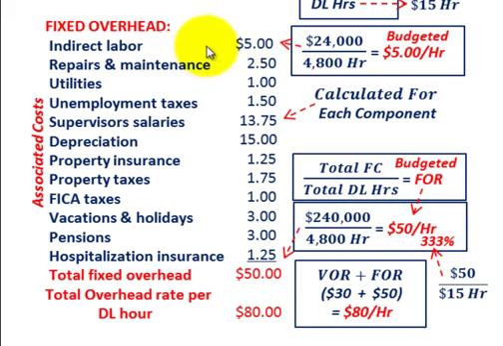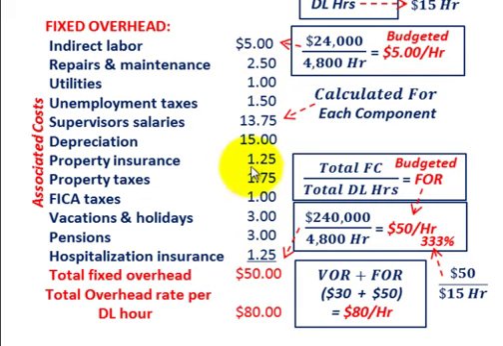So let's just look at our indirect labor. Our budgeted amount for the year is $24,000. Again, just use the total direct labor hours that we budgeted, 4,800. That gives us $5 per direct labor hour that we're going to have to apply for indirect labor as the fixed overhead portion. We've done that for the first item, and you would repeat that for each of the items.